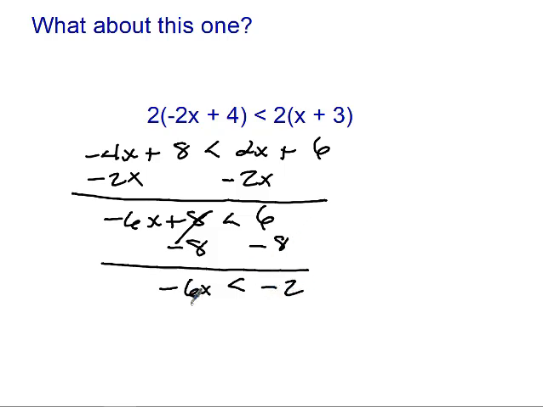Okay, so now I've got to divide by negative 6, divide by negative 6. Now, since I'm dividing by a negative number, my inequality is going to flip. So x is not less than, but x is now greater than, and now negative 2 divided by negative 6.